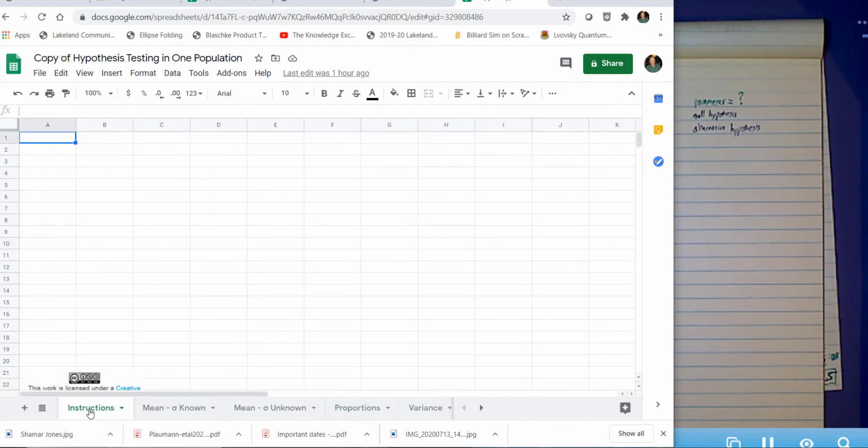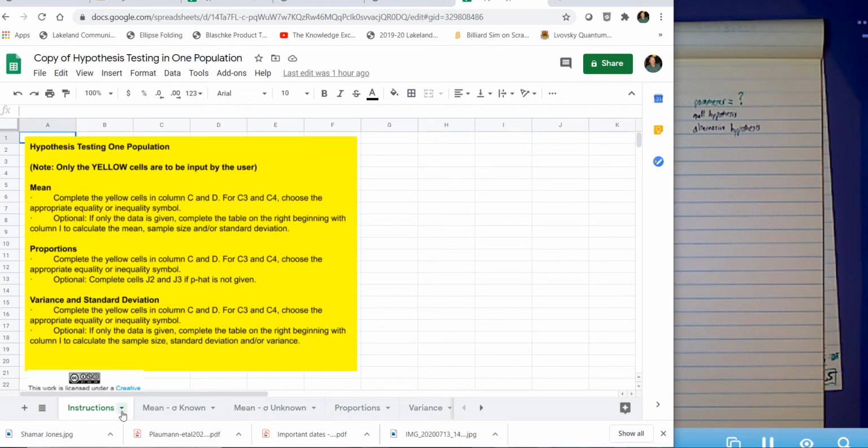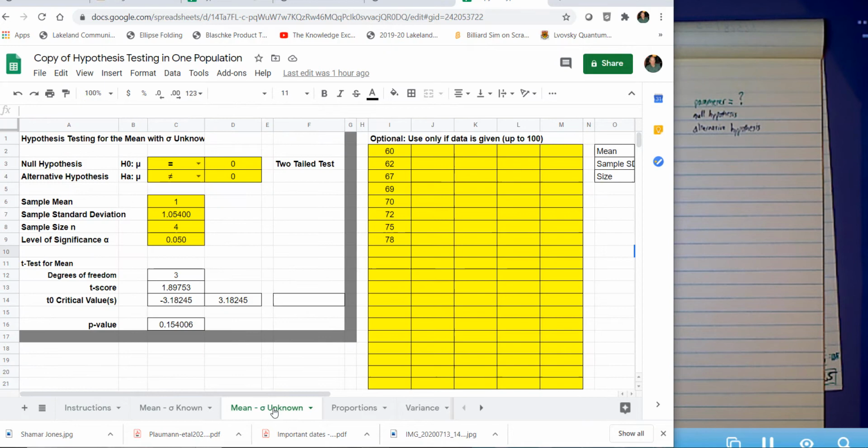When you launch the sheet, you get these instructions, and you'll notice that there are several different worksheets after instructions. You have mean, sigma known, mean, sigma unknown. Sigma, remember, is the standard deviation of the population. Remember that Greek letters tend to be parameters. They have to do with the population. You can also do hypothesis testing for proportions or variance or standard deviation. The one we're going to use the most is mean, sigma unknown. It's very rare that you're going to know sigma.